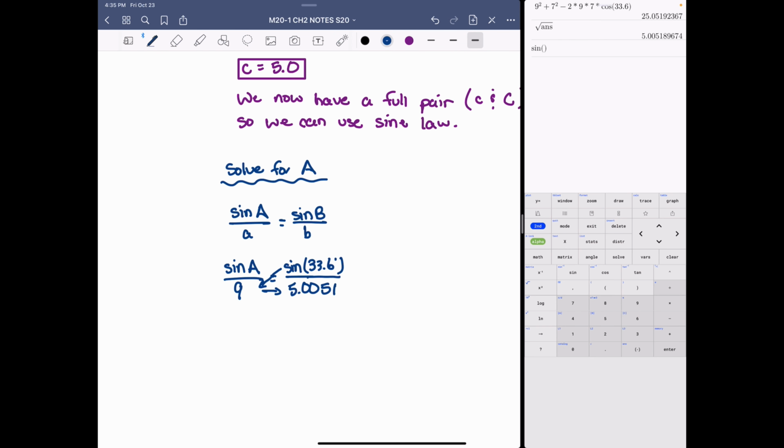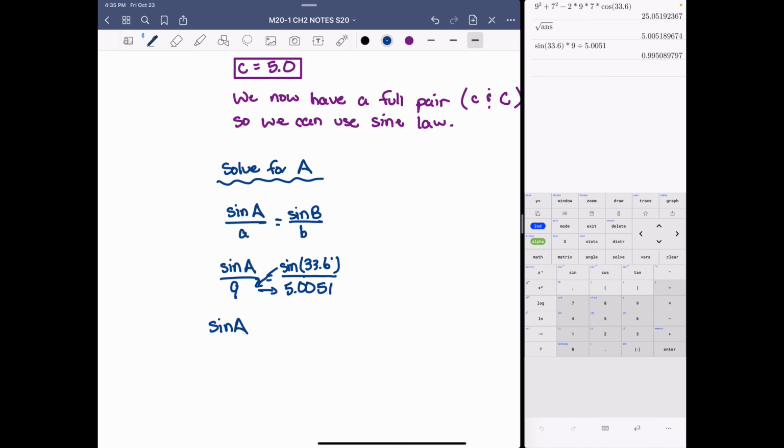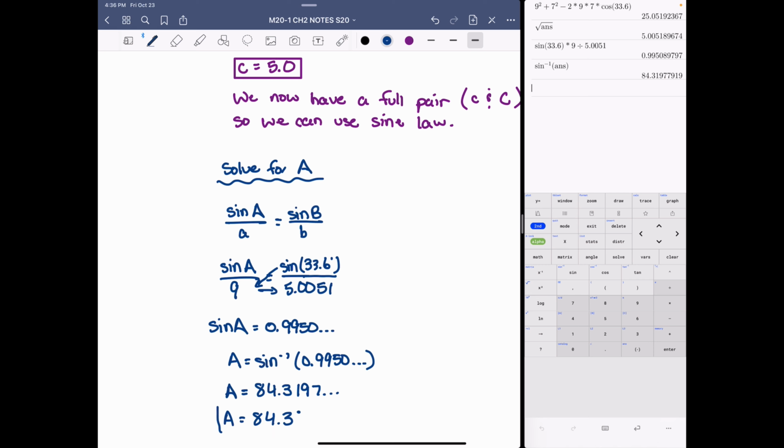Sine 33.6, move out of the brackets, times 9 divided by 5.0051, and we get sine A equals 0.9950... We want A, not sine A, so we do A equals sine inverse of 0.9950... Second function sine, second function answer, enter, and we get A equals 84.3197... Rounding to the tenth as the question asked for, we get 84.3 degrees for angle A.